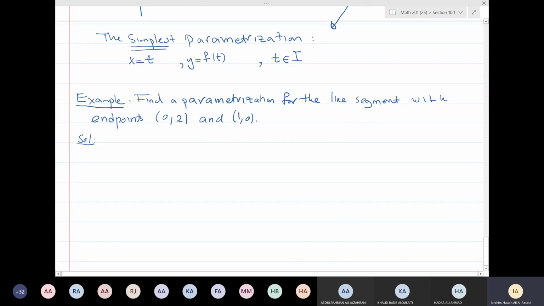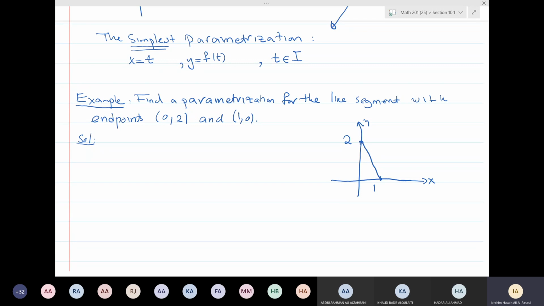So it is a line segment. I can graph it, just to see how it looks. This is 2, this is x, and this is y. This is 2 and 0, and this is 1. I have this line segment. So this is the line segment. I need to describe this line segment by parametric equations. I need to parameterize it. How can we do this?